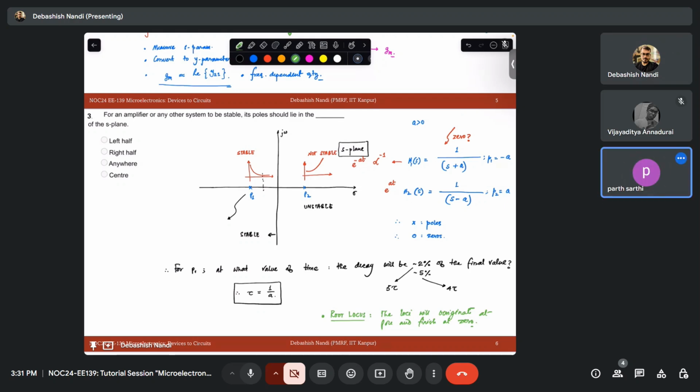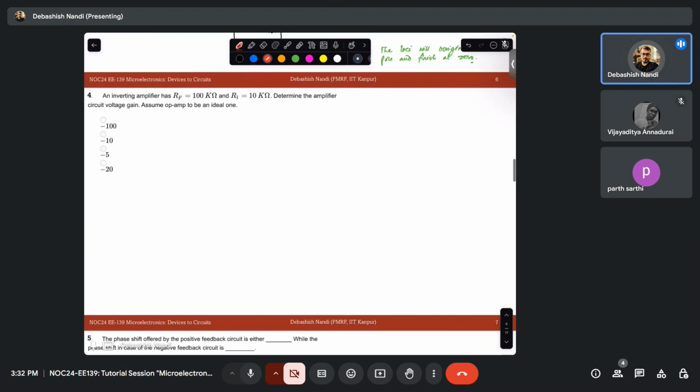Infinity. Exactly, right. So in this case, your zero is at infinity. So your root locus will be something like this, right? Yes, sir. So you guys know about these concepts, right? Yes, sir. Okay, good. So then let's move on to the next one.